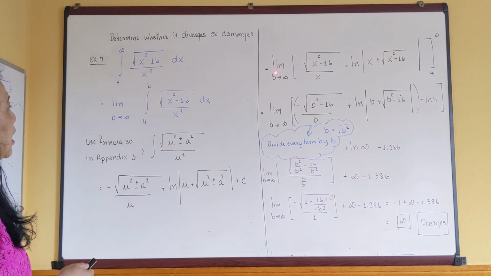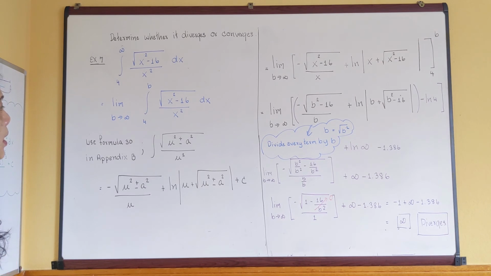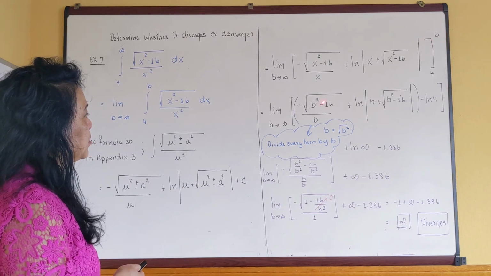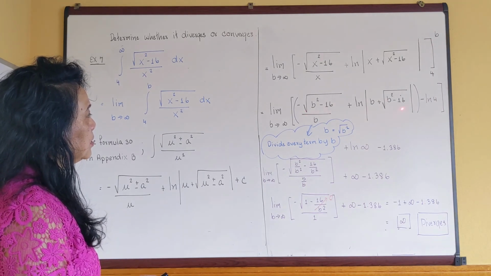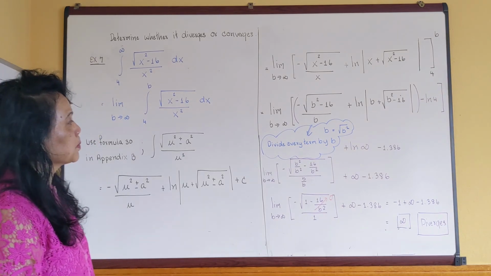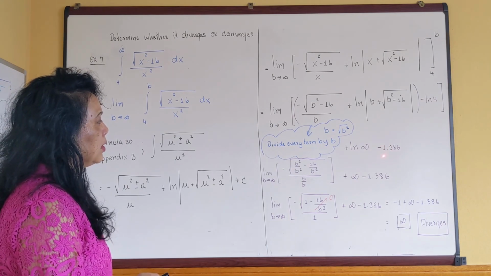So I'm going to have the limit as b goes to infinity of negative square root of (x squared minus 16) over x, plus ln|x plus the square root of (x squared minus 16)|, from 4 to b. Next, I substitute the upper bound, which is b. This whole thing is the upper bound, and the lower bound is 4. Let's start from the easy one. Ln 4 is just 1.386.